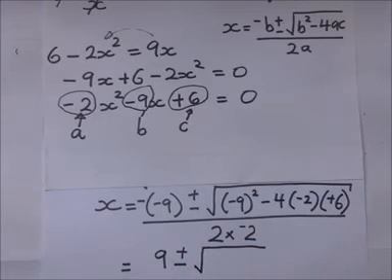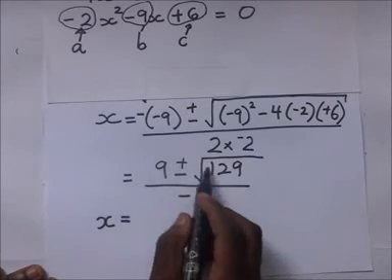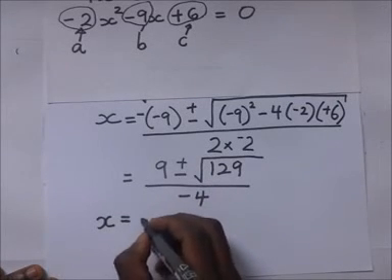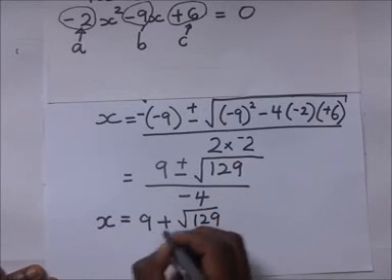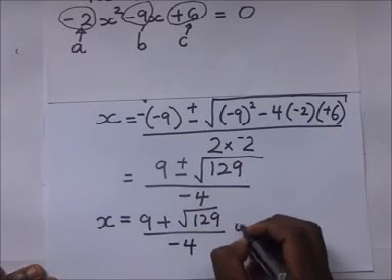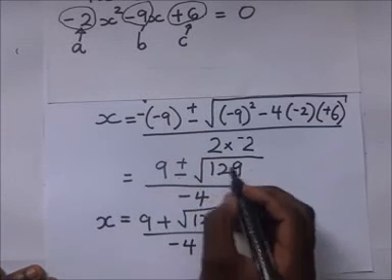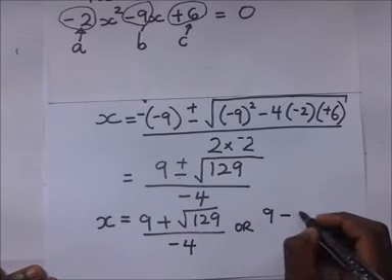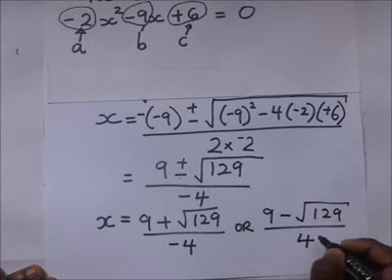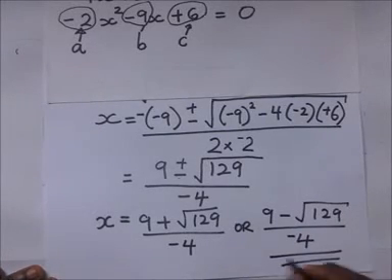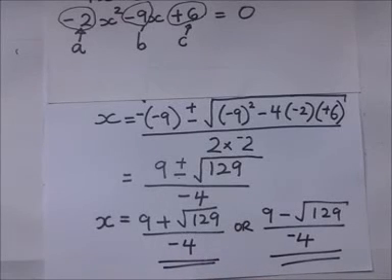So the answer we get there is either 9 plus the square root of 129 over negative 4, or it's going to be 9 minus the square root of 129 over negative 4. These are our two values of x.